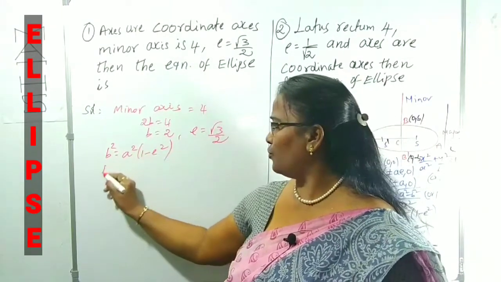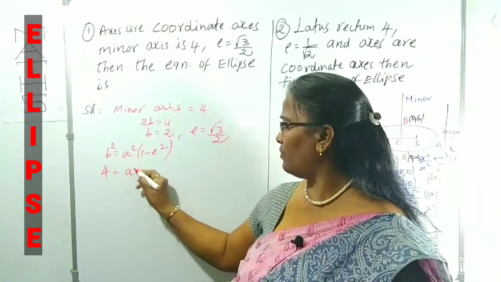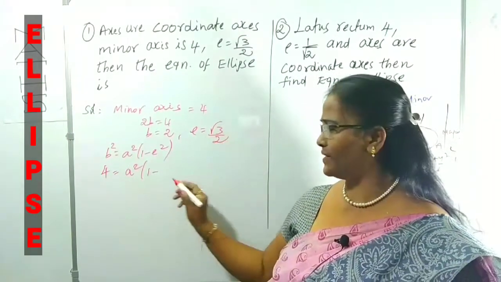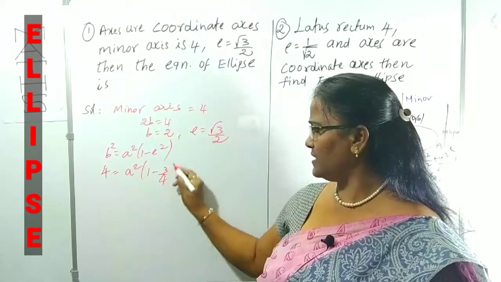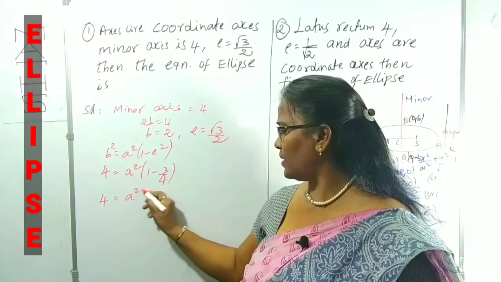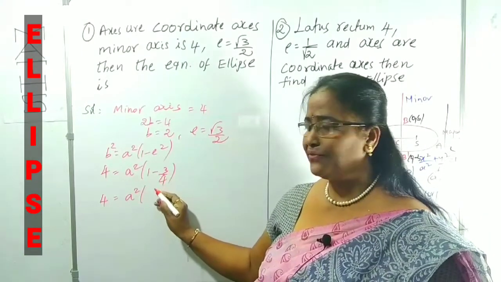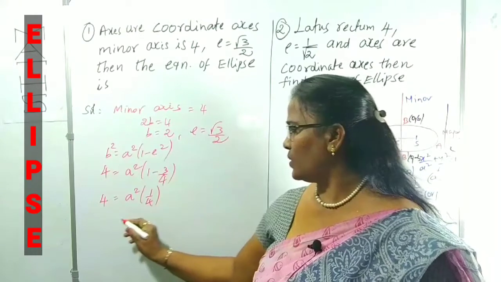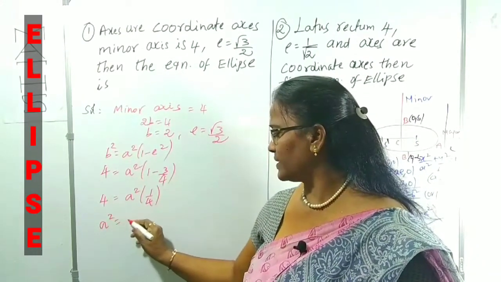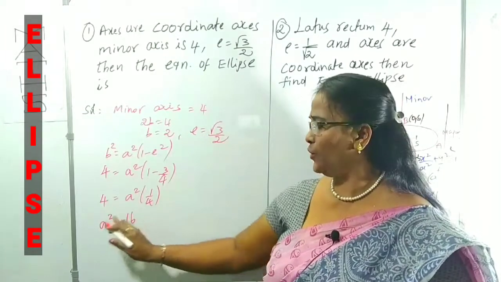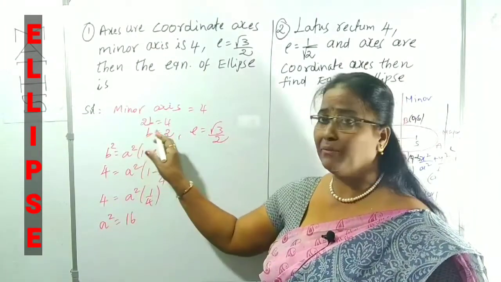b square means 4 is equal to a square of 1 minus e square, where e square is root 3 by 2 whole square, which is 3 by 4, right? Now 4 is equal to a square of, by taking the LCM 4, 4 minus 3 is 1 by 4. So what is a square here? Clearly a square is 16. You got a square is 16, and b square will be 4.